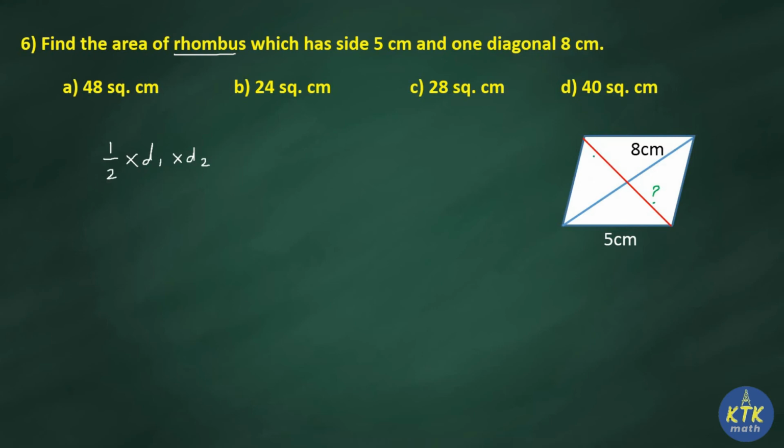We know that diagonals of rhombus bisect each other, and also they bisect at right angle. It's an important property on diagonals of rhombus. Diagonals of rhombus bisect at right angles. Okay, now it's a right angle triangle. Now the total length, that is one diagonal they gave, is 8 cm, so this length will be 4. So just consider only this right angle triangle.